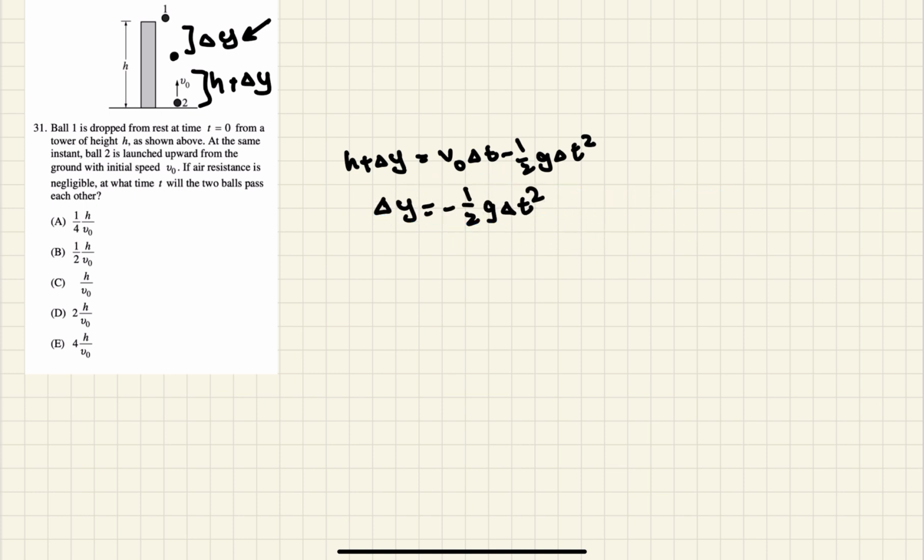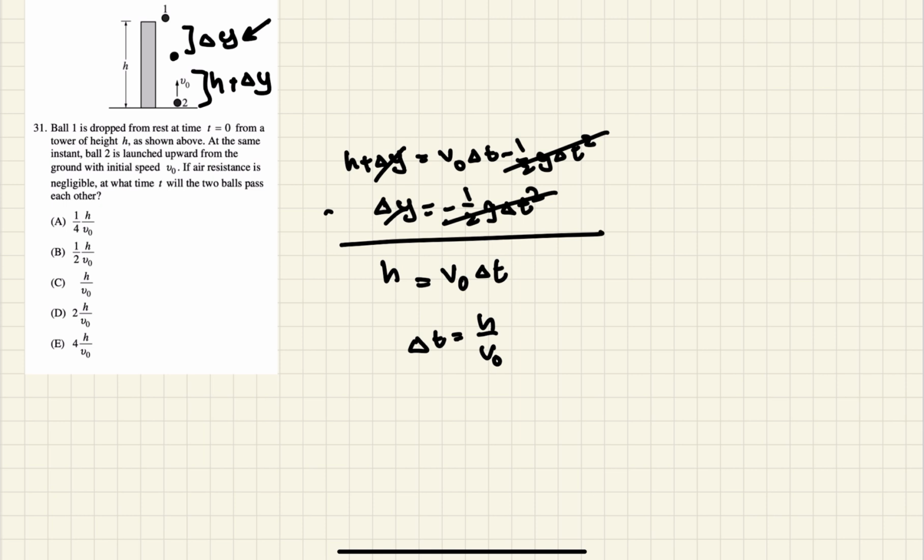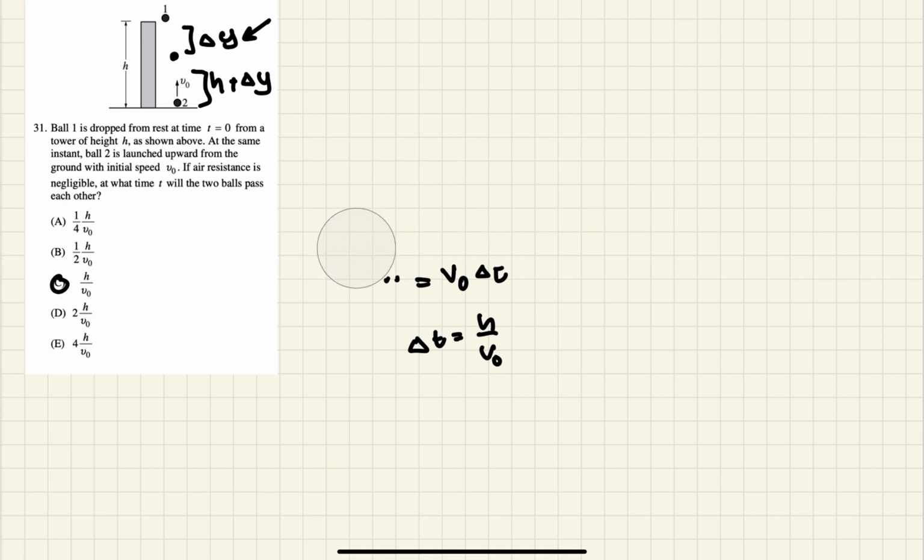Now, I'm going to move this down here, and the reason why is because I want to subtract these two equations now instead of adding them. So if you subtract them, you're going to get h is equal to, these two also cancel out, so it's just h is equal to v naught delta t. And it's asking for what time. So delta t is equal to h over v naught, and so your answer for this should just be c. Very simple, no extra coefficient necessary.